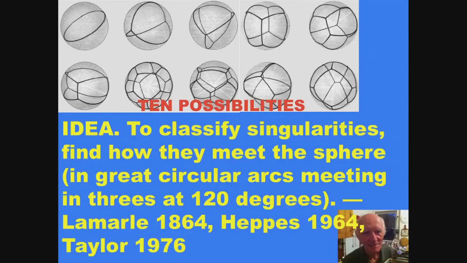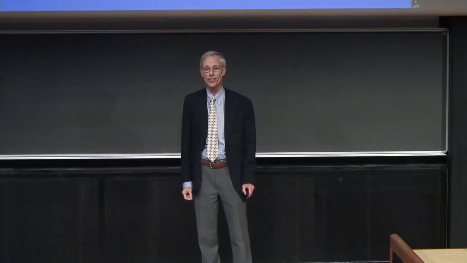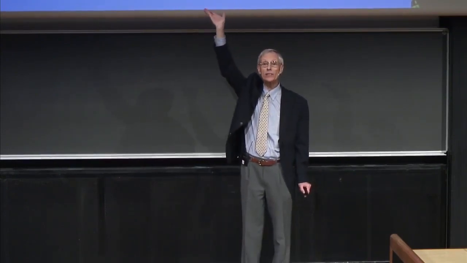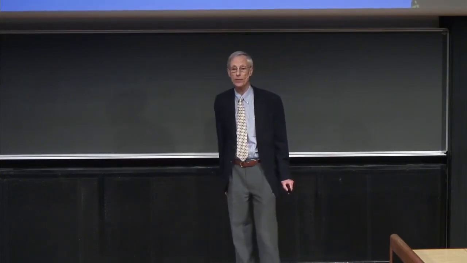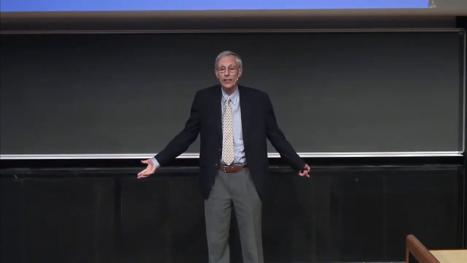The main idea is you go to a singularity, you don't know what it looks like, but you take a little sphere around it and see how the soap bubble intersects that sphere. And it intersects it in pieces of geodesics meeting in threes at 120-degree angles, as we've learned. And it turns out that there are only 10 possible ways to do that on the sphere. This was finally proved by Heppes in '64. And so you might think that means there are 10 kinds of singularities.